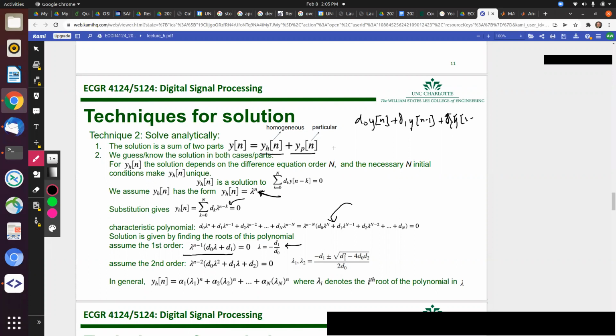I'm actually writing down the general solution to any second order difference equation in terms of d0, d1, and d2. If it's written like this as a difference equation, you have to be careful to make sure your d has the right sign. But the answer is d1 over d0. That's the value of lambda for a first order difference equation. For a second order difference equation, you have two values for lambda. This equation is just solving the quadratic equation, where d0 is a, d1 is b, and d2 is c.